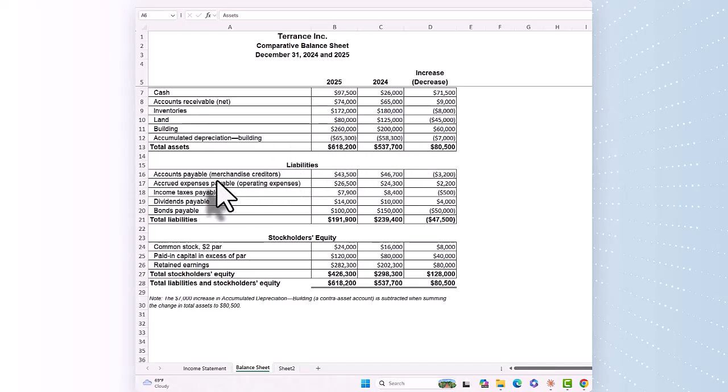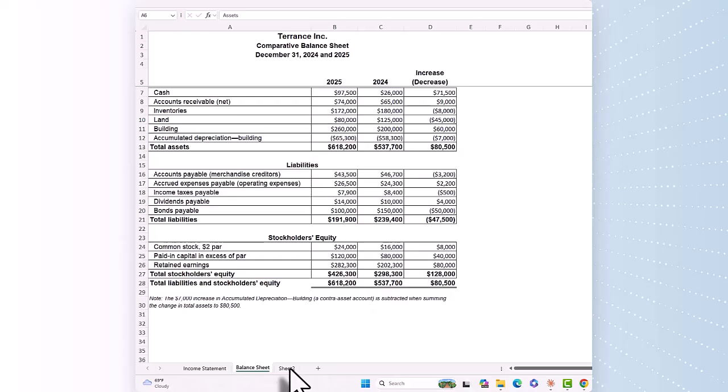The other things that would be related to our operations would be accounts payable. We bought something from a vendor and we haven't paid for it yet. And accrued expenses payable. This would be things like you prepaid for software. And then we've got income taxes payable, which is going to be related to operations. We've got dividends and bonds, which are not related. And then we've got our stockholders' equity section.